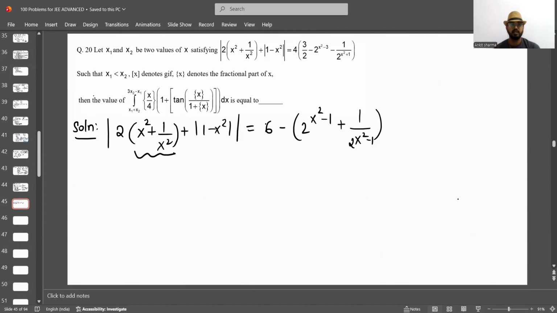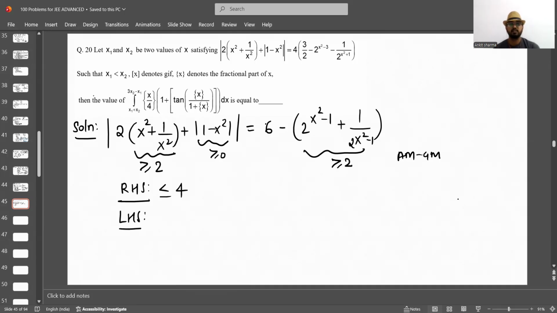So if I look at this thing by AM-GM inequality, I'm going to get that this is greater than or equal to 2, and this thing is always positive. And again, the same story here also, greater than or equal to 2 by AM-GM. So by AM-GM inequality we get this, and now we see the RHS. This quantity is greater than or equal to 2, so with minus, this is going to be less than or equal to minus 2. And then 6 minus 2 is going to be less than or equal to 4. So RHS is less than or equal to 4, and LHS is 2 into 2 is 4 and then positive, so our LHS is going to be greater than or equal to 4. So this implies for the solution, they meet at 4.